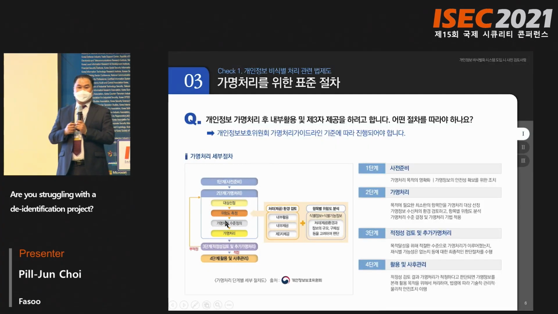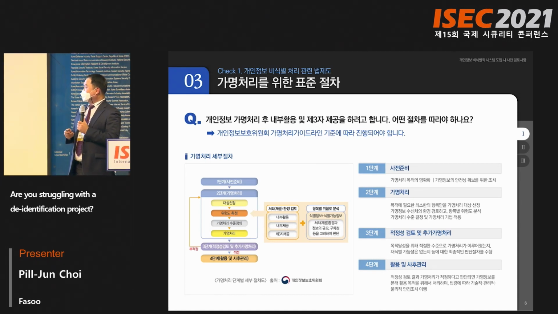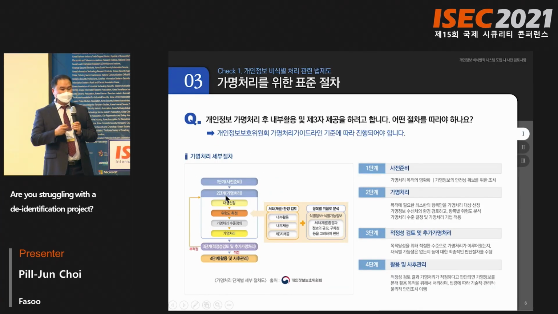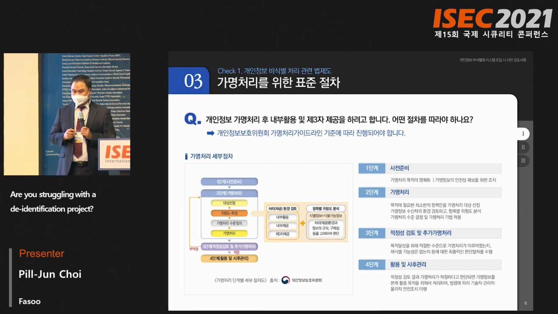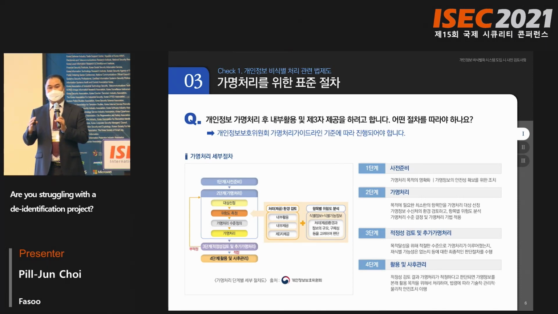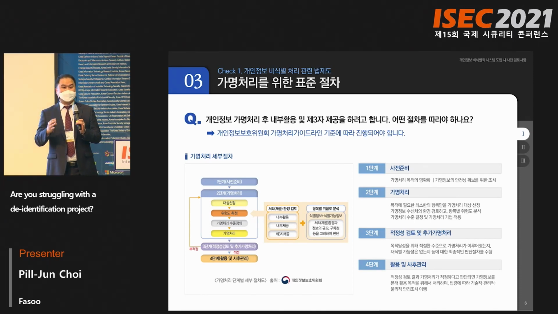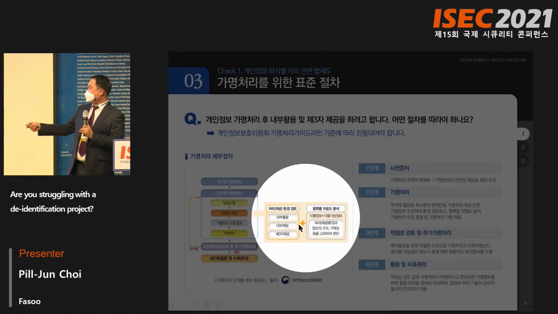And there are 4 steps. The first is the preparation step. There are a lot of questions and inquiries related to pseudonymization, but these 4 steps are necessary. The first is preparation. Preparation means to clarify the purpose of processing. Secondly, when personal information is processed as pseudonymous information, you need to check whether there are measures in place to ensure the safety of pseudonymous information.